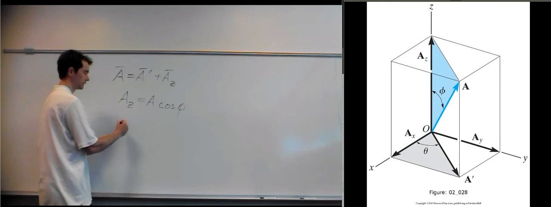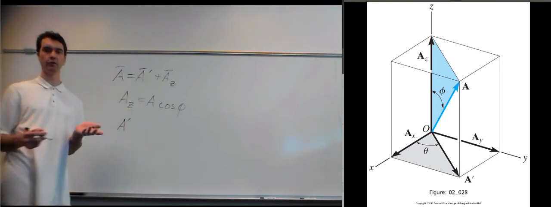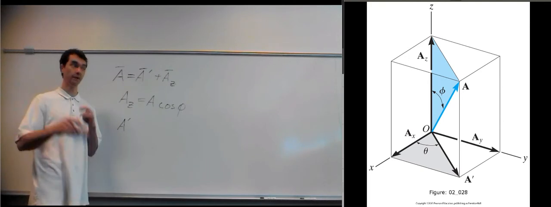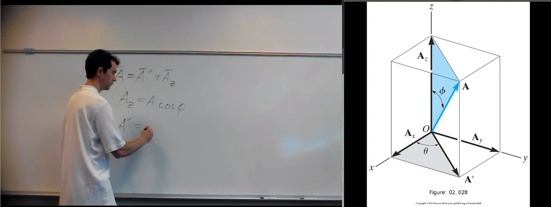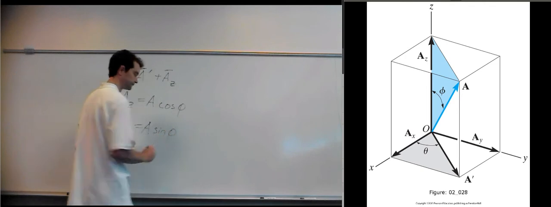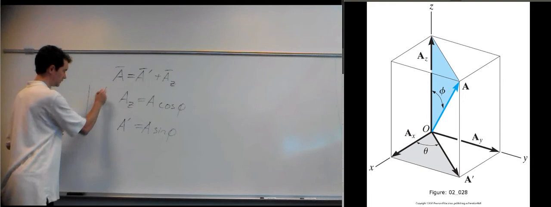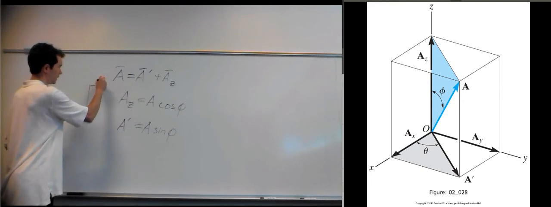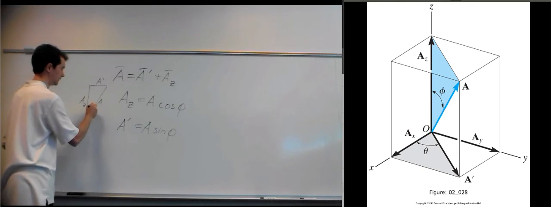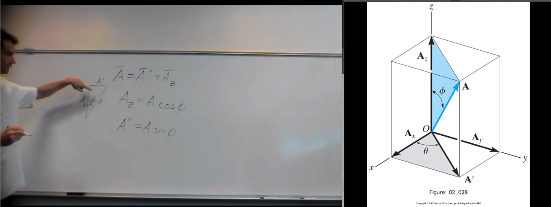And then the definition for A prime, well, I wouldn't say the definition, because it differs depending on how the angle phi is defined. In this figure, the magnitude of A prime is just A times the sine of phi. I should have erased that figure. So we have the magnitude A prime, magnitude AZ, magnitude A, and there's phi. So A prime is A times the sine of phi.